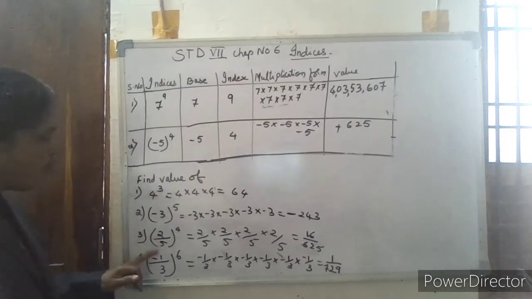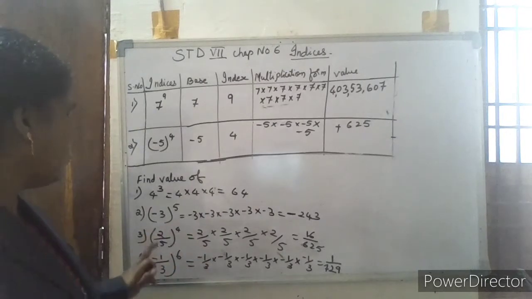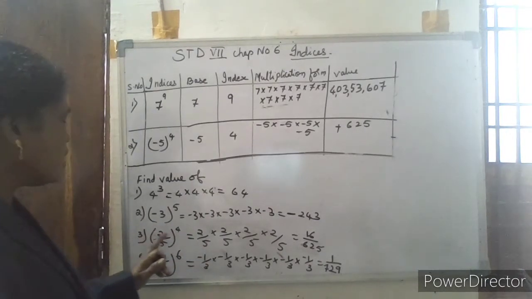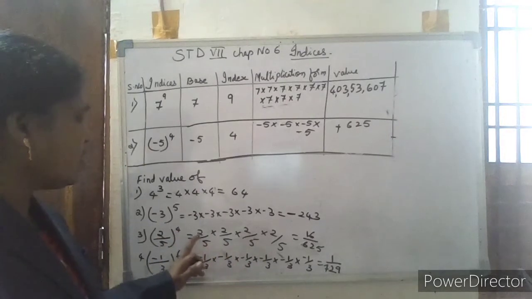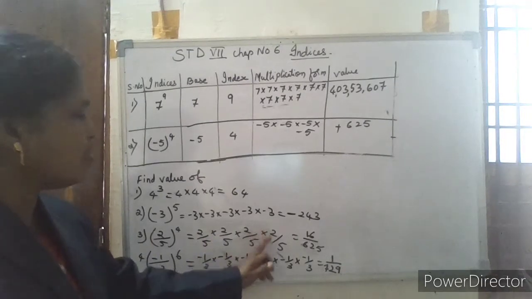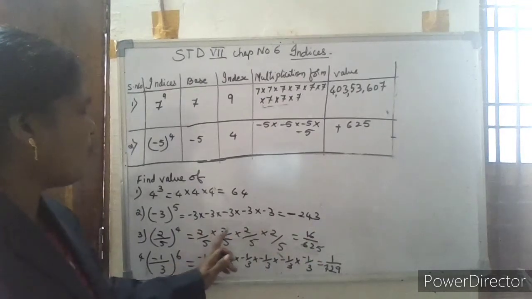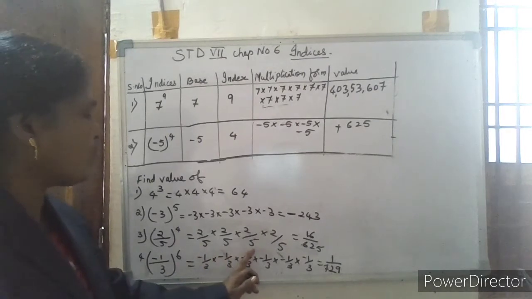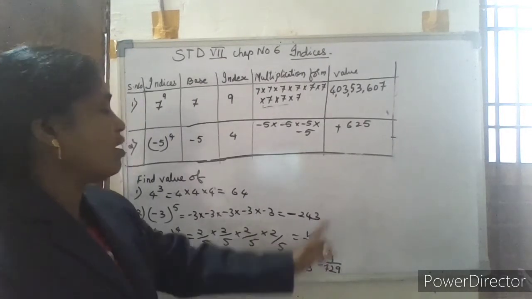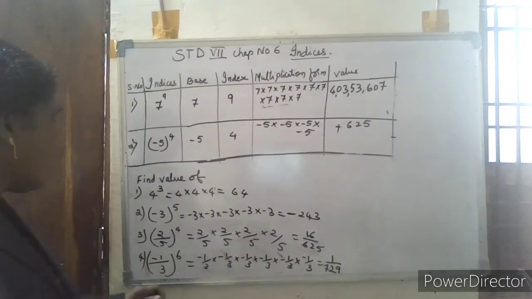Third example, here 2 by 5 the whole raised to 4. It is a rational number. The base 2 by 5 is a rational number. The power or the index or the exponent is 4. So in multiplication form, we write it as 2 by 5 into 2 by 5 into 2 by 5 into 2 by 5. So this is equal to all the numerators multiplied: 2 times 2 is 4, 4 times 2 is 8, 8 times 2 is 16, over 5 times 5 is 25, 25 times 5 is 125, and 125 times 5 is 625.